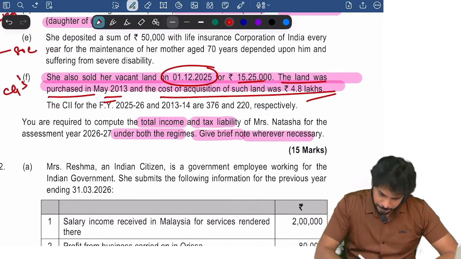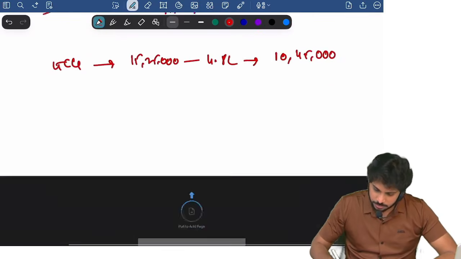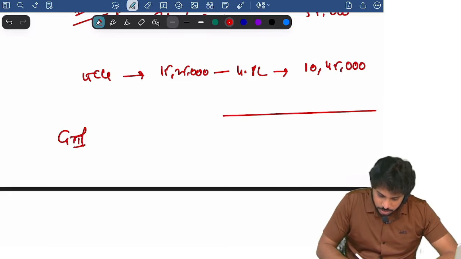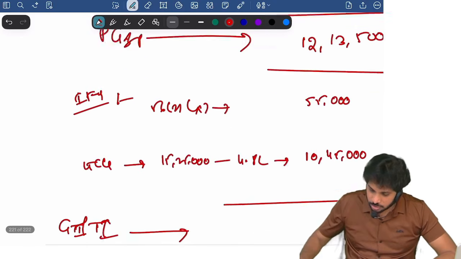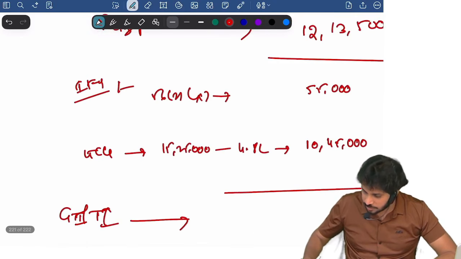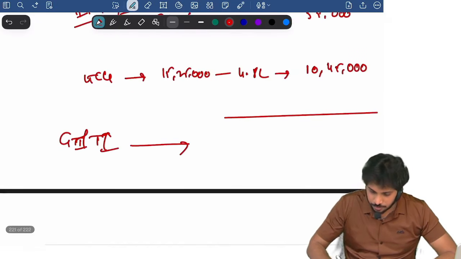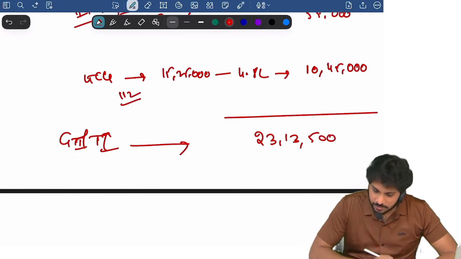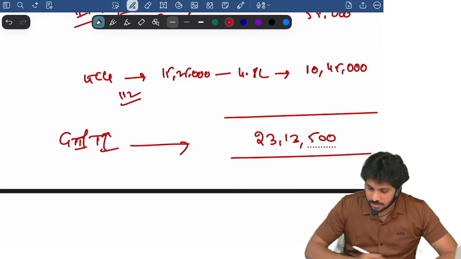Correct? What is the gross total income? This itself is total income, gross total income, and total income. How much? 12 lakh 13,500 plus 55,000 plus 10 lakh 45,000 is equal to 23 lakh 13,500. By the way, this is a land, so section 112 tax. So 23 lakh 13,500.